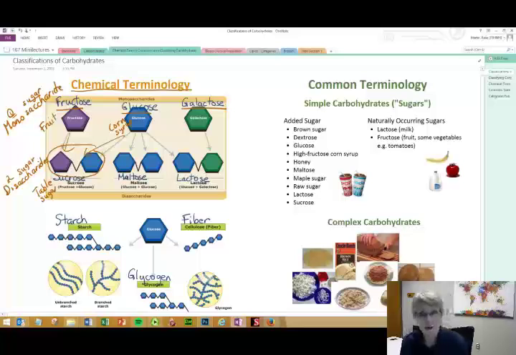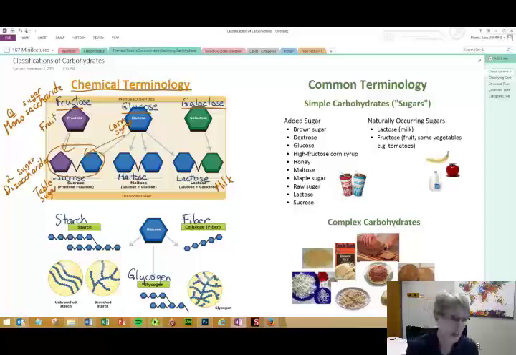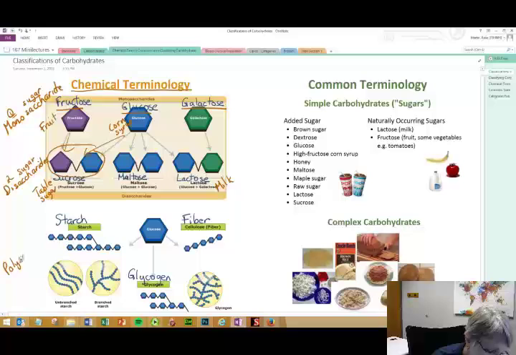Maltose is not commonly found in food, and then lactose is found in milk. And that's in cow's milk, human milk, all milk made by mammals. It comes from the same root word as lactating. Now, the last category of carbohydrates using chemical terminology is polysaccharide. And that just stands for many sugar units.